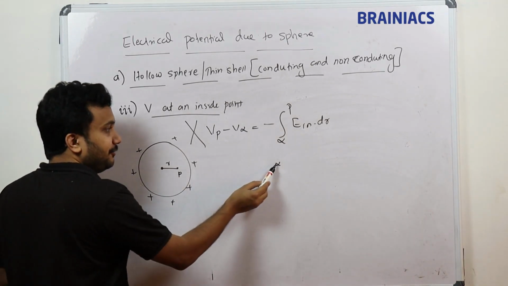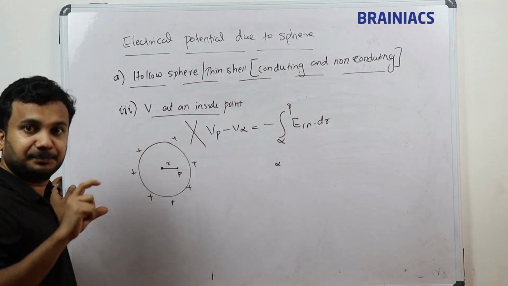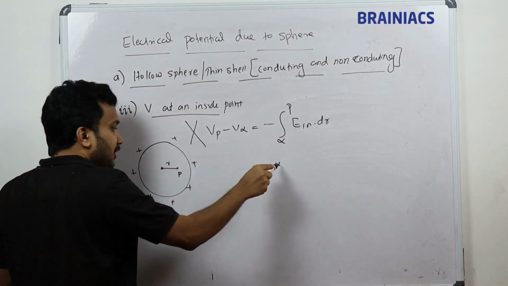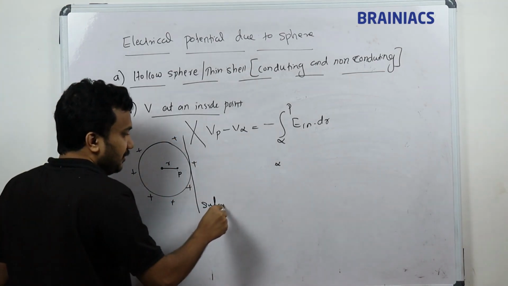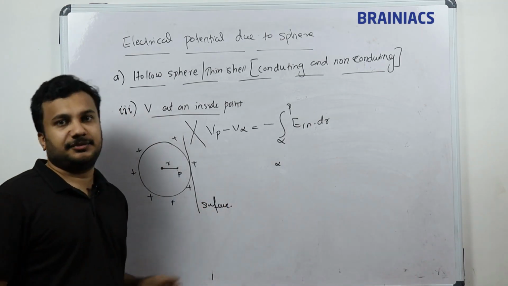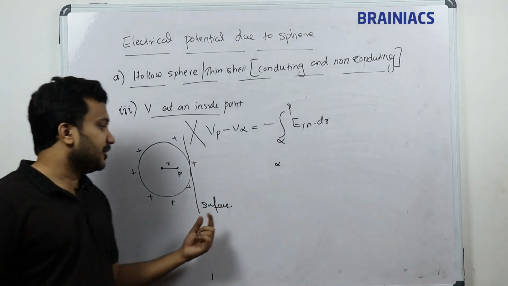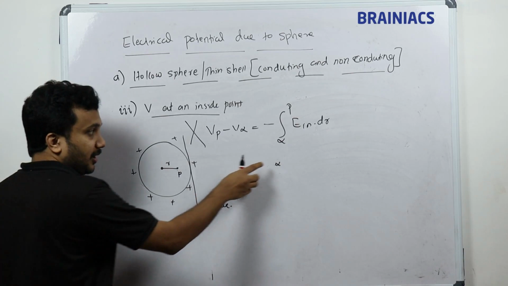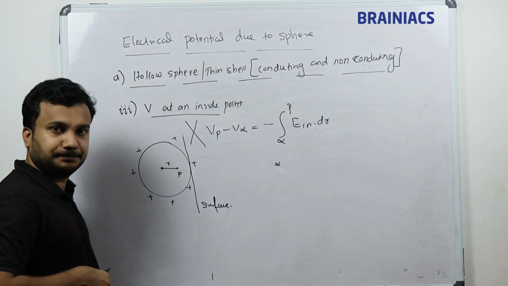That change in electric field from infinity to P is not uniform, it's an abrupt change. Why? Because between infinity and the inside point you have a surface. Because of the surface, abrupt changes are happening for the electric field as well as for the potential exactly at the surface point. If there are abrupt changes, you cannot use the integration between infinity and the point P.